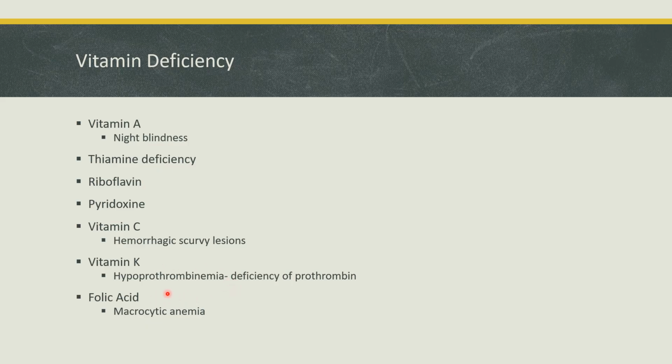So when we have folic acid insufficiency, we usually also have a thiamine deficiency. We're going to see some macrocytic anemia. So big red blood cells, but they're just not working appropriately.